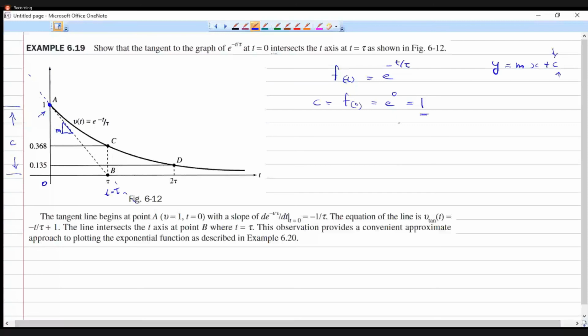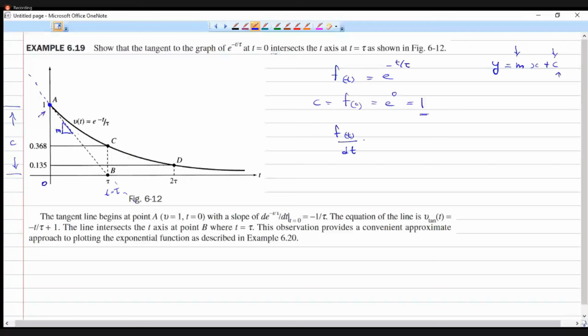So if I differentiate the function with respect to t, then it will give the slope of the tangent. But we need the slope of the tangent at t is equal to 0. Once you find the derivative, substitute t is equal to 0, then you will get the slope of the tangent at this particular point. The tangent at various points of this graph will have various slopes, but we are interested only in the slope here, because we are writing the equation of the tangent at t is equal to 0. So we need m corresponding to t is equal to 0.